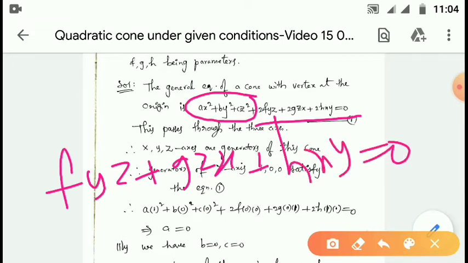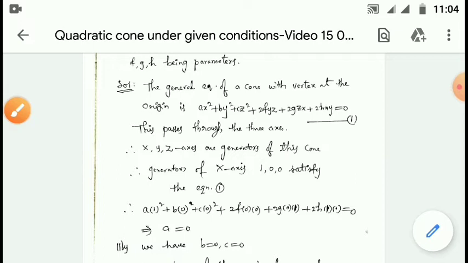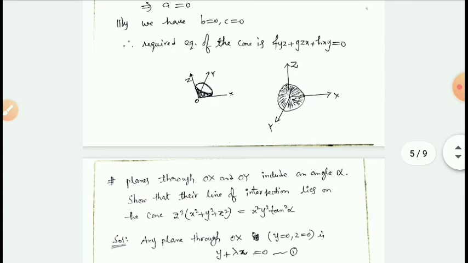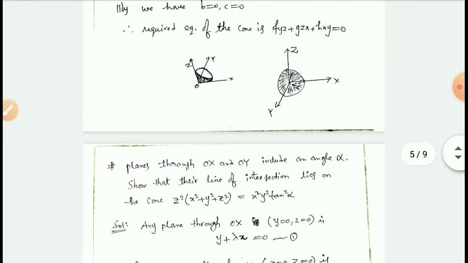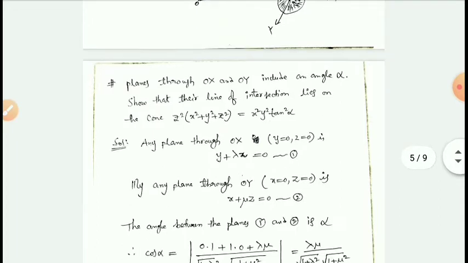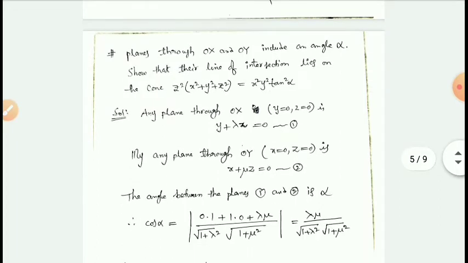This is the equation of the cone whose vertex is the origin and which passes through the x, y, z axes. So the equation of the cone which passes through the coordinate axes is fyz plus gzx plus hxy equal to 0. See this.